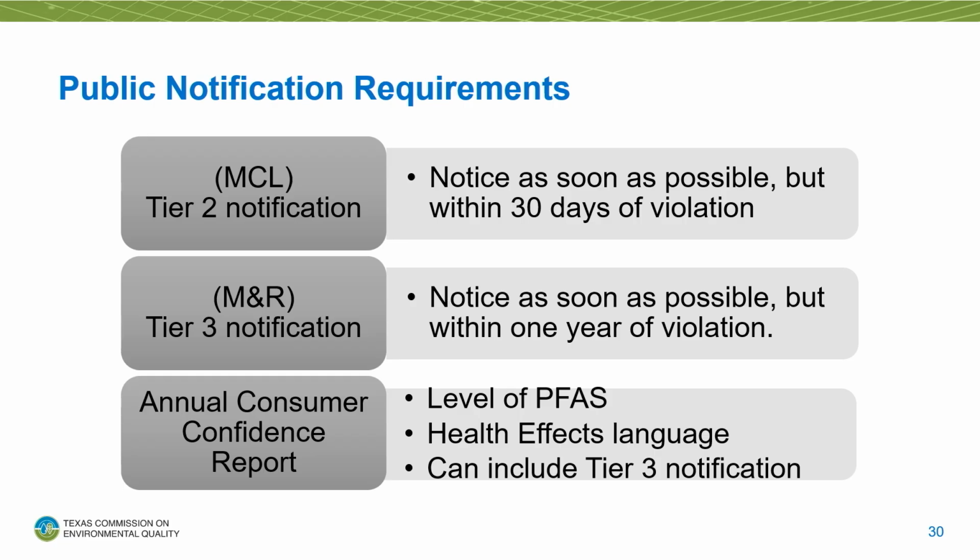So for the MCL, it would be a tier 2 notification, and that would have to be within 30 days of the violation. A public notice would also be needed for a tier 3 violation, so that would be a monitoring or reporting violation. That notice would have to be as soon as possible, but within 1 year of the violation. And with the tier 3 M&R violation, you could put that in your CCR.